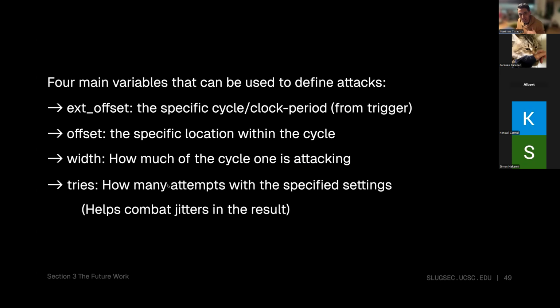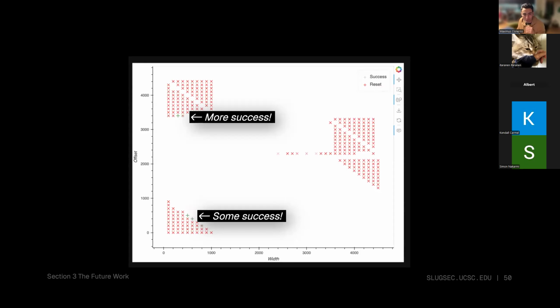The problem is that as you increase or change each of these variables, it can increase the amount of time it takes to perform the attack, which is a very big concern, and which is why I talked a lot about the assembly analysis earlier. That's one way we can cut down on timing.